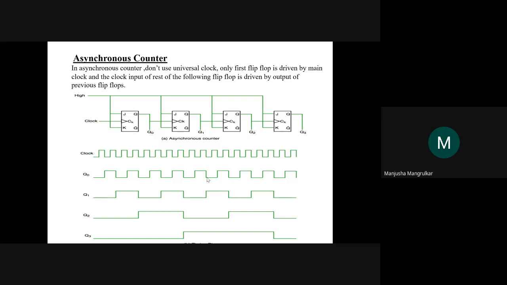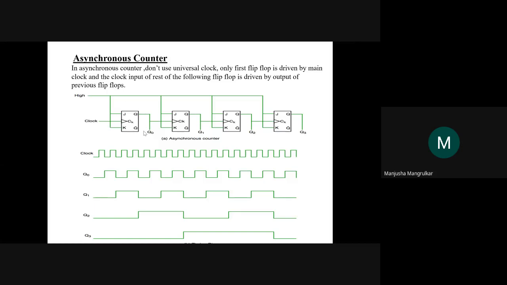Now the asynchronous counter does not have a universal clock, because in an asynchronous counter the flip-flops do not have the same clock pulse. The clock pulses are different, right? One by one the flip-flops get activated. It does not have a universal clock. Only the first flip-flop is driven by the main clock, and the clock input of the following flip-flop is driven by the output of the previous flip-flop, right? The output of the previous flip-flop.